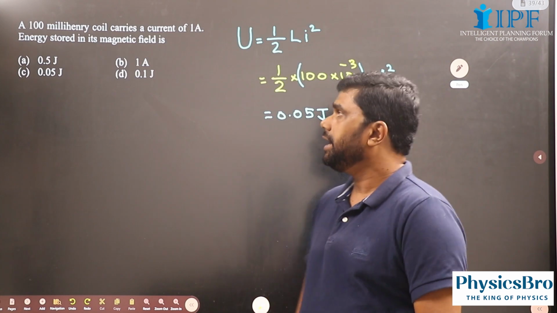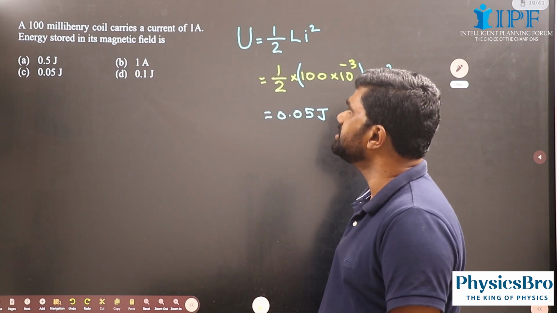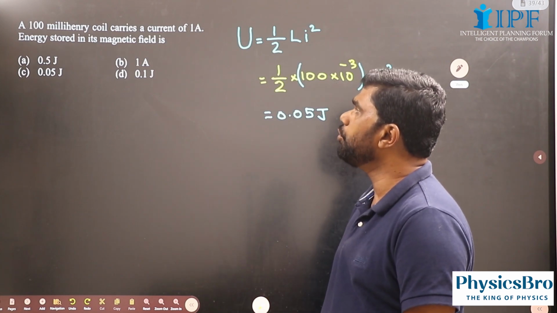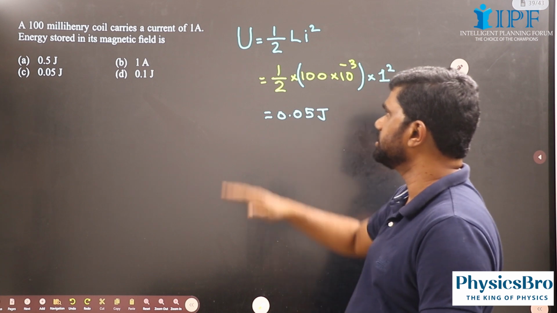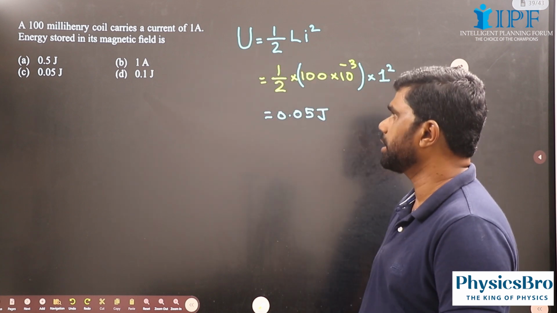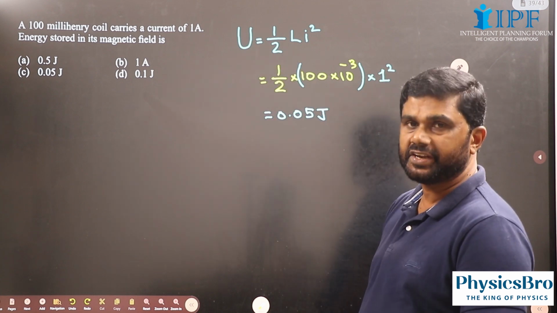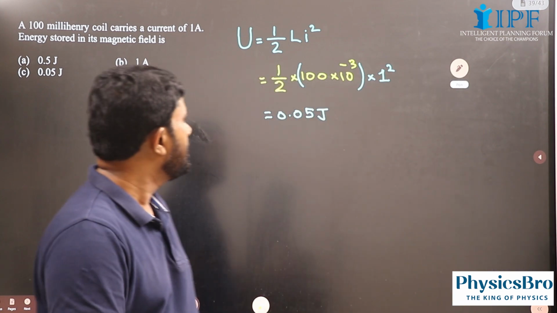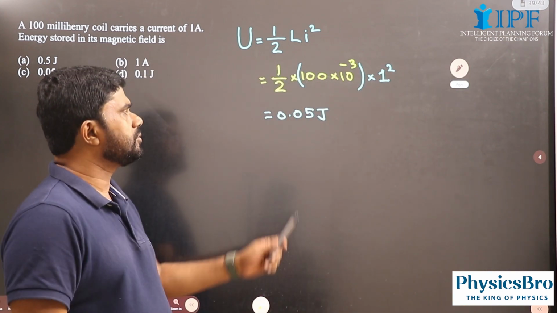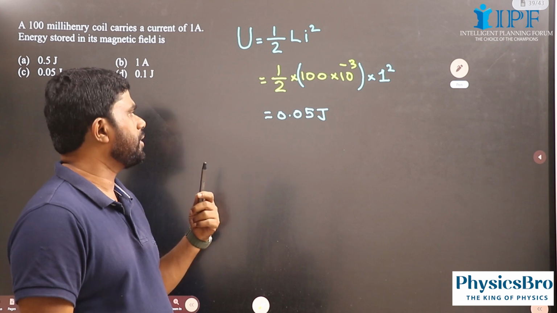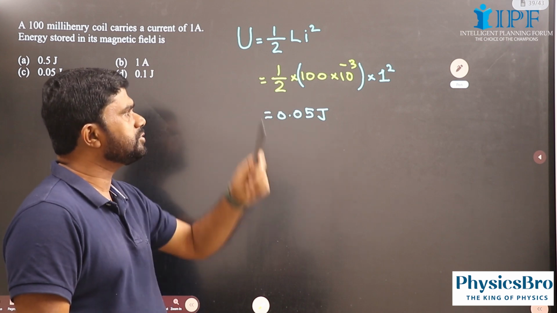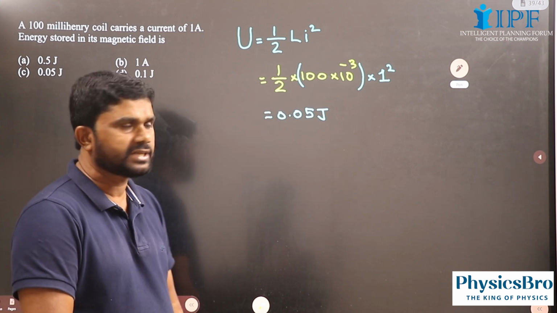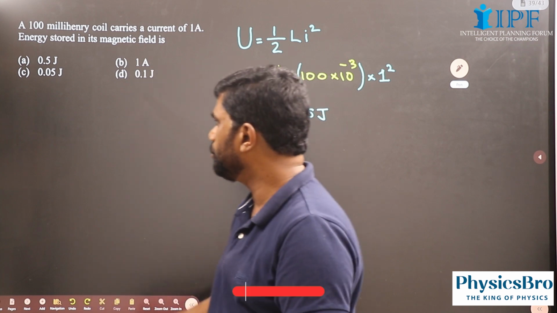Okay. A 100 millihenry coil carries a current of 1 ampere. Energy stored in its magnetic field is, see, U equals half L i square. Self-inductance is given as 100 millihenry, means 100 into 10 raised to minus 3, and the current is given as 1 ampere. So 1 square. So it will be 100 by 2, that is 50 into 10 raised to minus 3, which will be 0.05 joule.